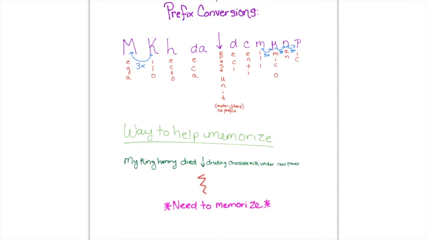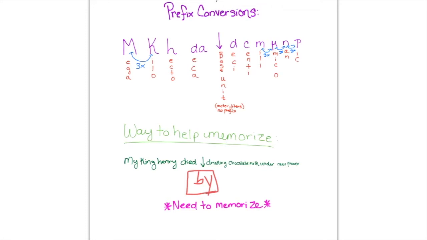My students last year used, let me erase this, they said that this helped them. They put by drinking. So my King Henry died by drinking chocolate milk under new power. The reason they want to put a word here is so that they can remember that the arrow still needs to be there, because that arrow is a part of what we're going to memorize. So that helps you memorize the acronym.